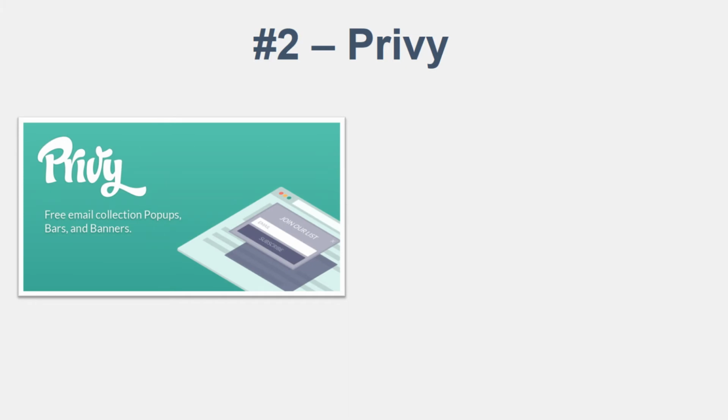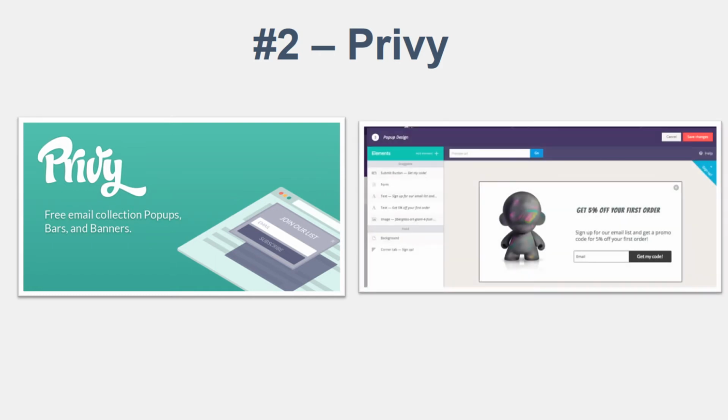So number 2, Privy, also another free app. It does email collection pop-ups, bars, and banners. I use this predominantly, as you can see on the right. That is not an email collection pop-up that I created, but I found it as an example for you guys, and it shows you can get 5% off your first order.